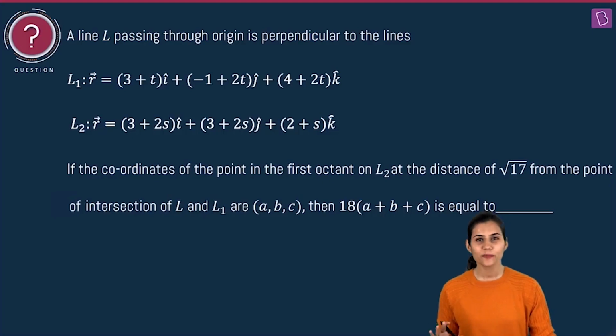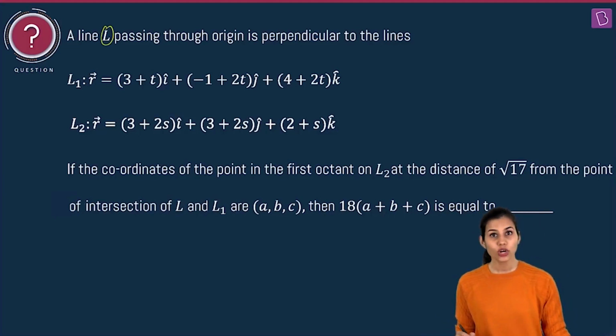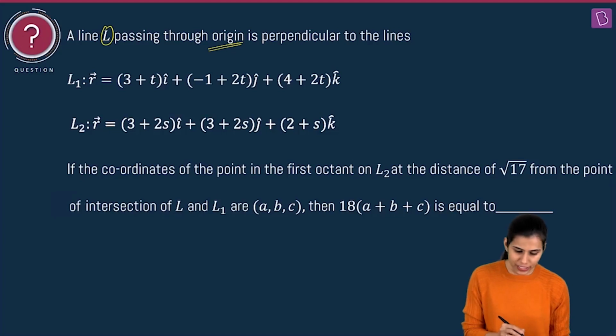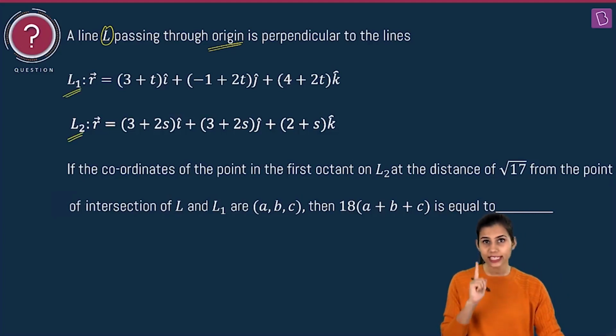This one is now a beautiful question. Let us read through it. It is giving you a line capital L which is passing through origin and is perpendicular to two lines L1 and L2. Be very careful while understanding the statement of the question. It has a lot of pieces of information hidden here.